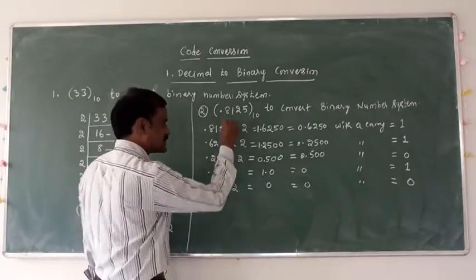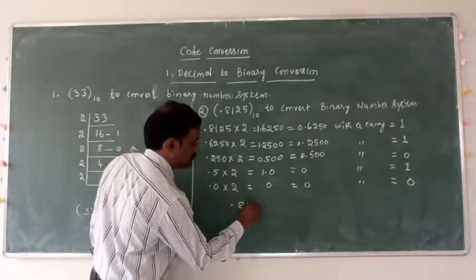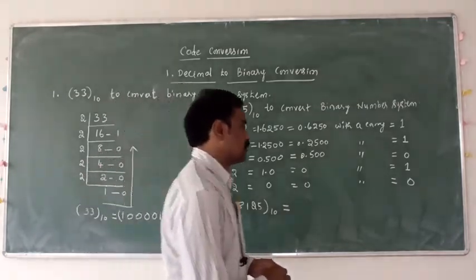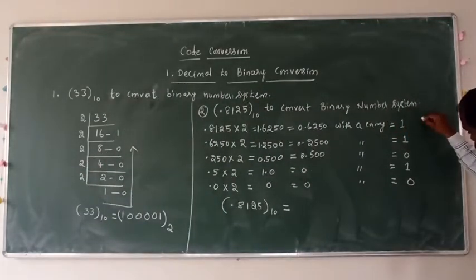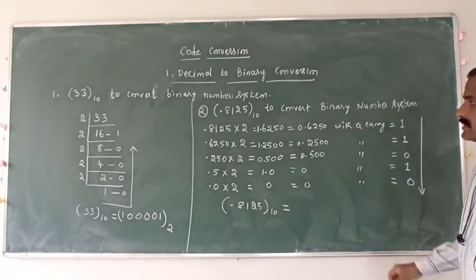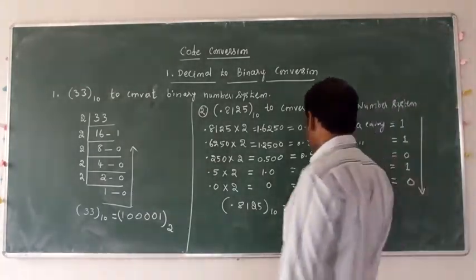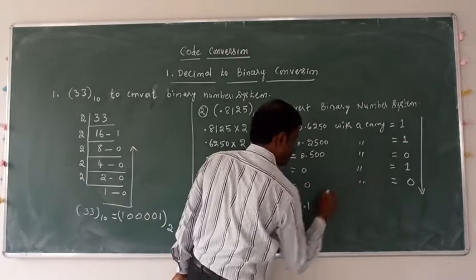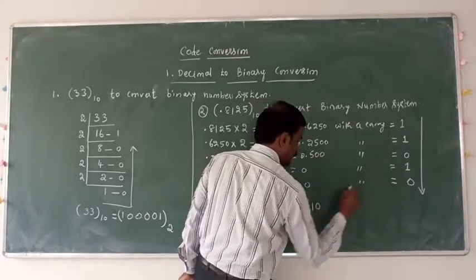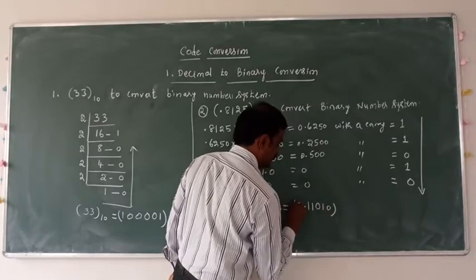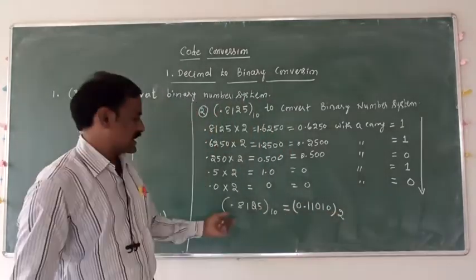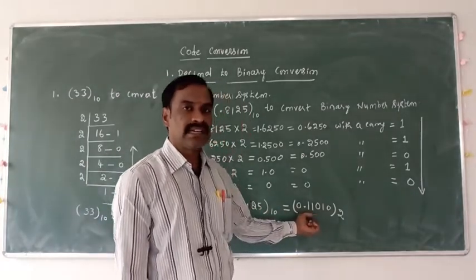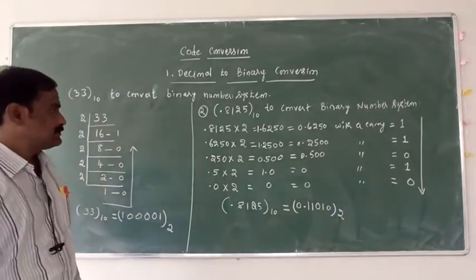Okay, how to write the result? Here the point 8125 base 10 equal to, here we have to write the result from top to down. Top to down we can write the result: point 1 1 0 1 0. This is the result of the given 0.8125 decimal number, the corresponding binary conversion result.